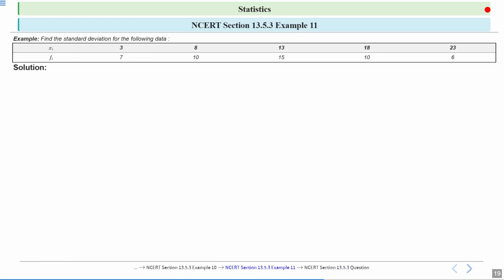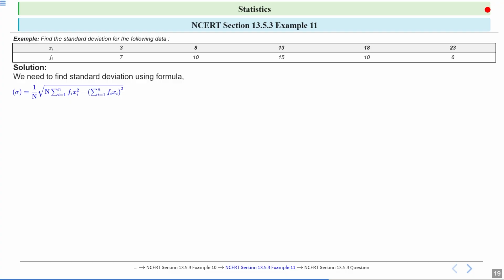So let's solve this example step by step. To solve this example, we need to use the formula for standard deviation for grouped data. Let's start by recalling that the standard deviation measures how spread out the data values are from the mean. So we will use a specific formula that works when we have frequencies for each data point.